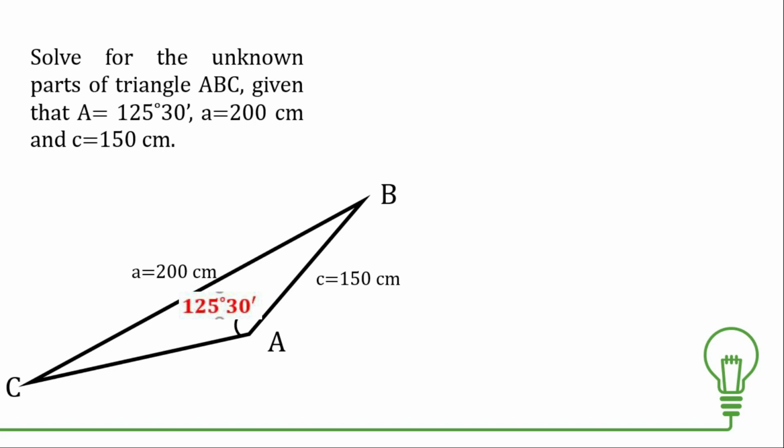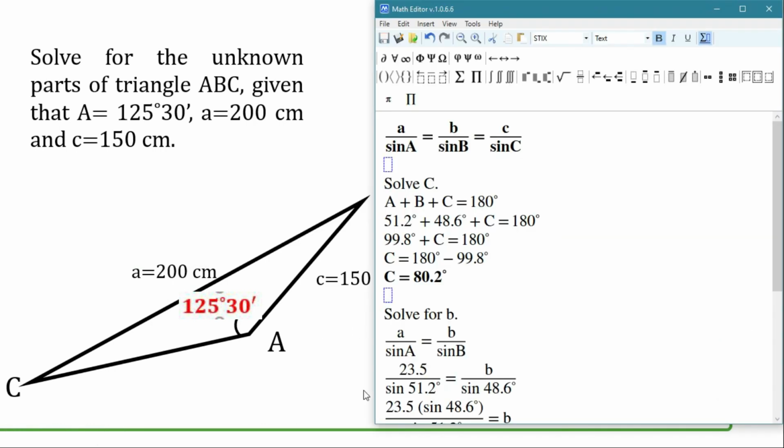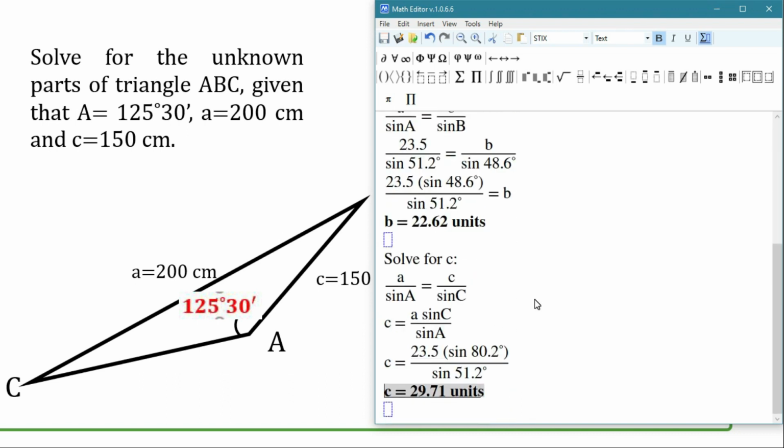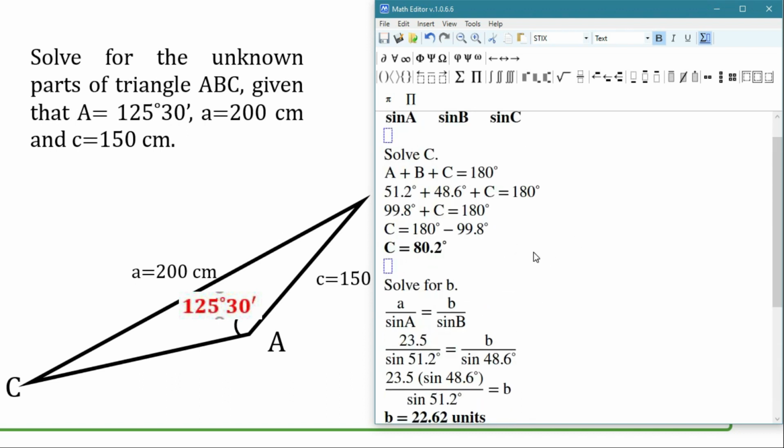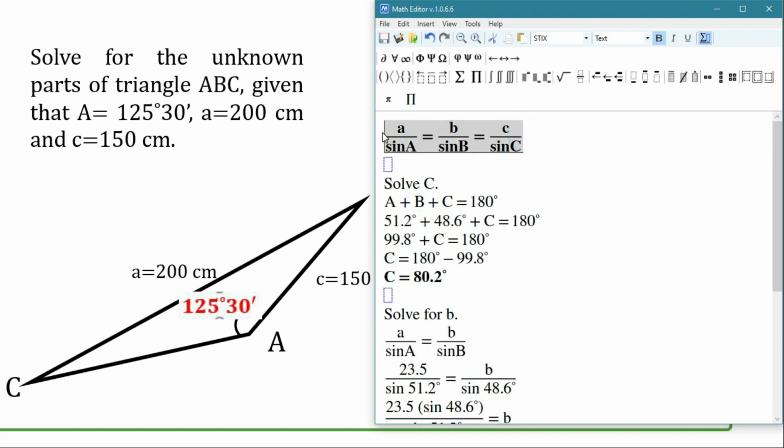Now, in this case, we are given what? We are actually given two sides and an angle opposite to one of its sides, and that is angle A, which is opposite to side a. So that is our given. So how do we solve this? Let us copy the law of sines so that we will not get confused.